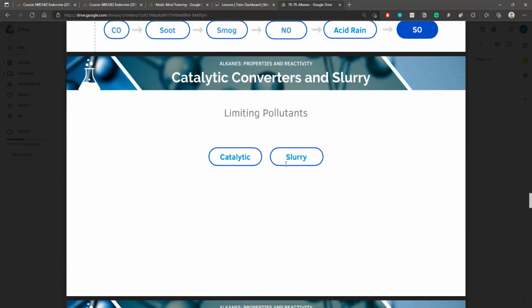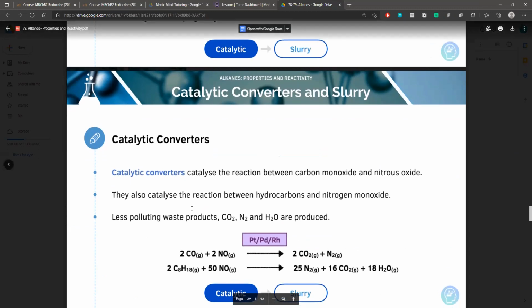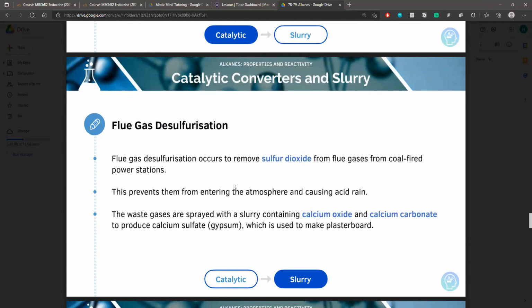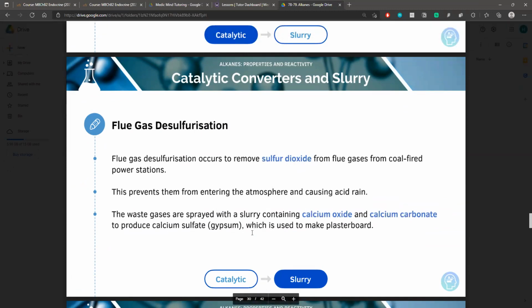So some specs require a bit of knowledge of catalytic converters and slurry, so how we can remove toxins. So catalytic converters basically take your toxic products, they perform reactions with a variety of transition metals in a large surface area ceramic cone, and then they produce non-toxic products like carbon dioxide, nitrogen, and water, which is then released back into the environment. And we also have a slurry containing calcium oxide and calcium carbonate, which produces calcium sulfate, and then that's removed to get rid of the sulfur dioxide.